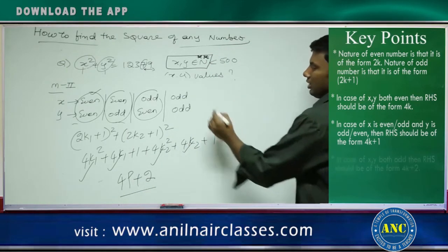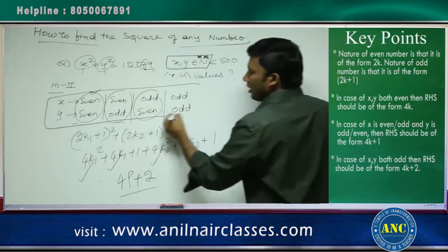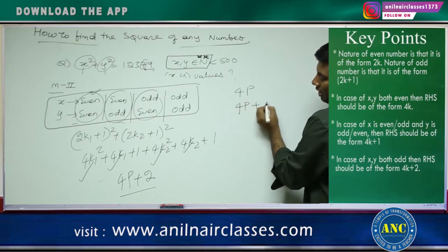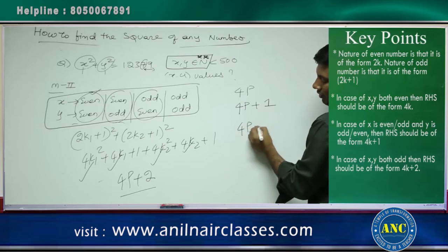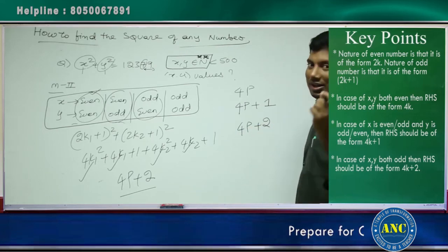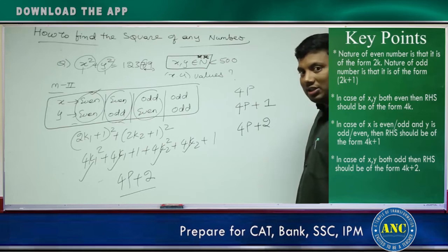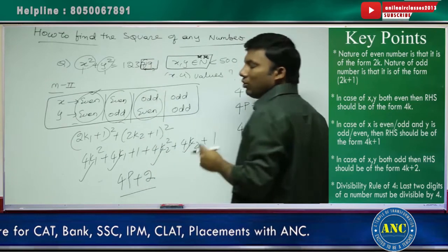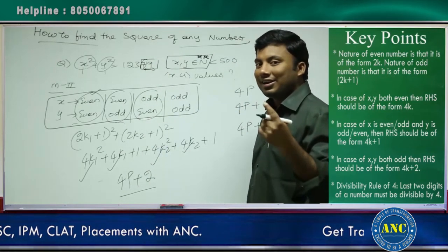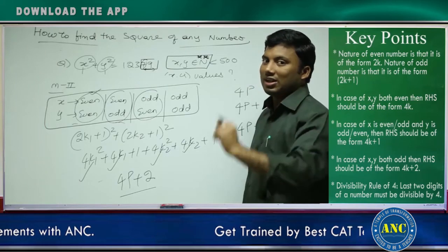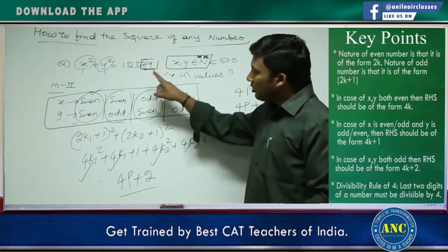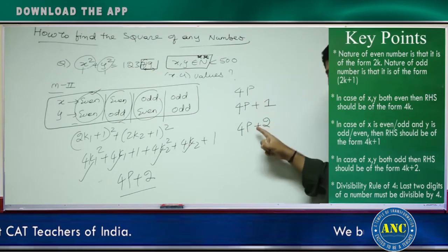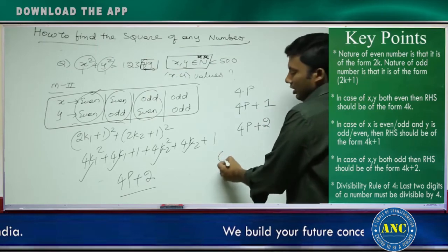That means by using the nature of x and y, what are the logics that I got? Right hand side should be divisible by 4, or right hand side should give a remainder 1, or right hand side should give a remainder 2. I hope you are all with me. What is the divisibility rule of 4? Last two digits should be divisible by 4. What are the last two digits here? 79. When you divide 79 by 4, what is the remainder? 4 19s are 76. What is the remainder? 3. That means in this question, what is the form on the right hand side? 4p plus 3. Does the 4p plus 3 form come? No. Therefore, the answer is 0.